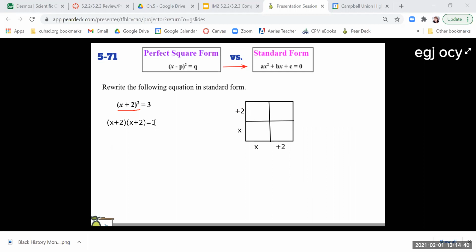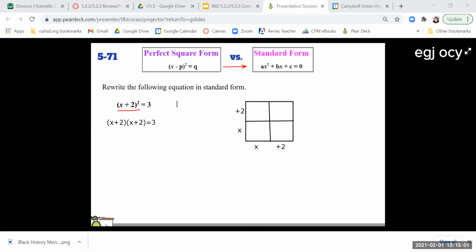And just to be clear, this 3 right here is a random number. This number could be anything. The perfect square form is always some expression squared equal to a number. Sometimes that number is 0, sometimes that number is not 0. In this case, it's a 3. It's totally randomly a 3. This is just the problem.